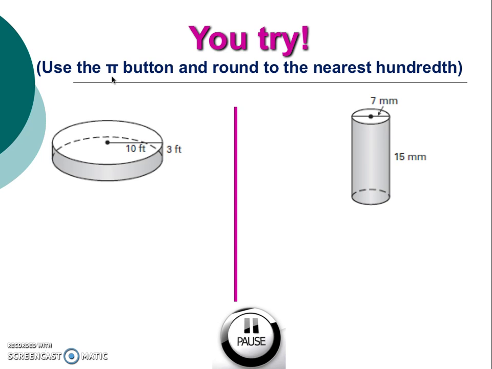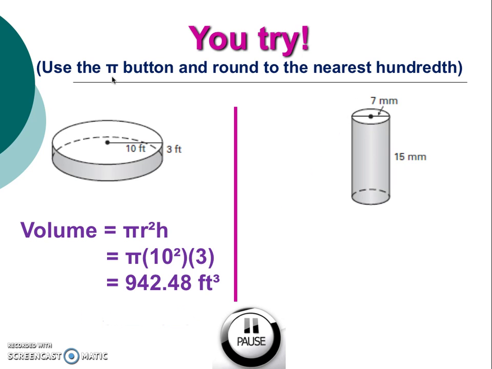Welcome back. Let's go through this first one. Volume equals pi r squared times h. Our r is 10. The h is 3. So pi times 10 squared times 3 gives us roughly 942.48 cubic feet.